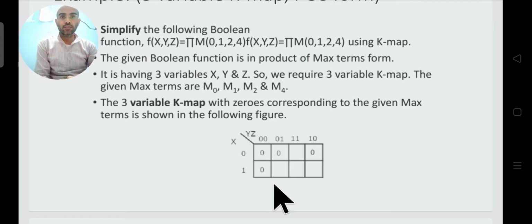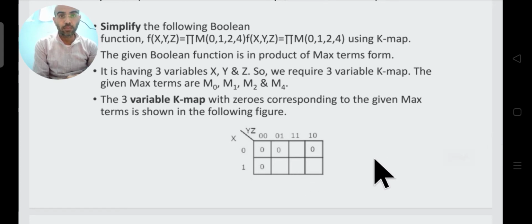The first thing we will try is to form the octet. Is it possible to form an octet? As all these squares are not filled up, we cannot form an octet. So this is very clear. If we cannot form an octet, then the next lower target will be a quad. Can we form a quad, a group of 4 zeros? They should be in adjacent cells.